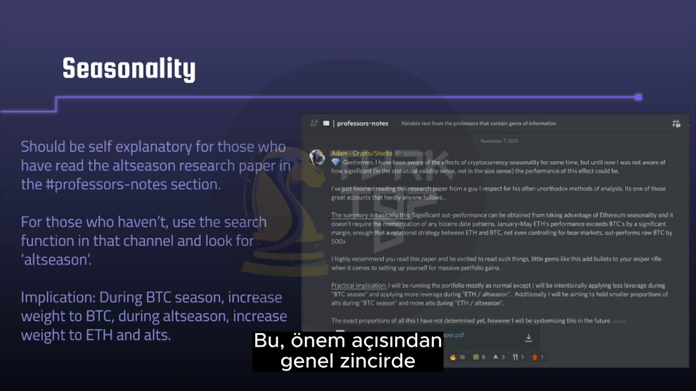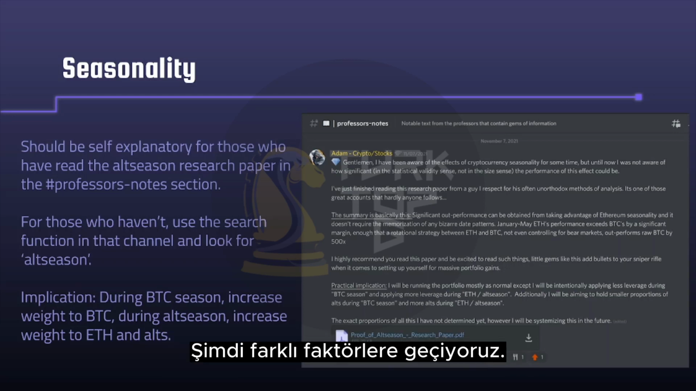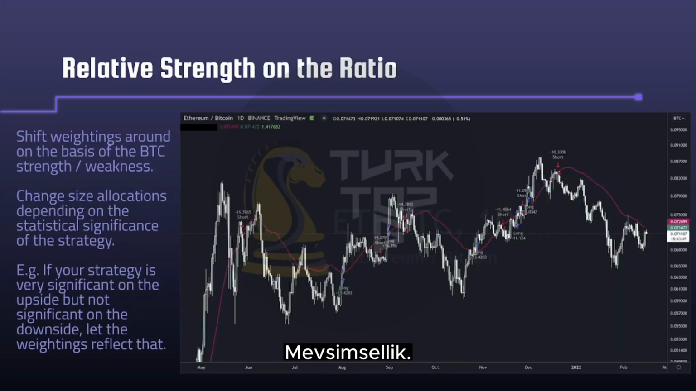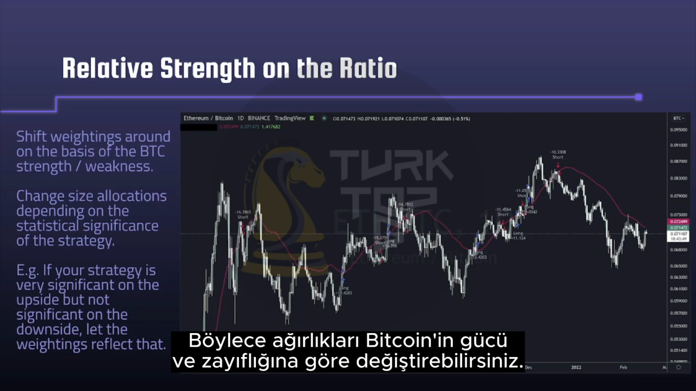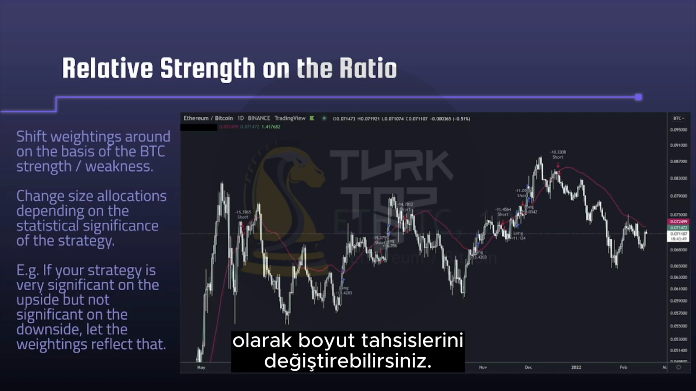We're kind of going down the overall chain in terms of importance. The trends and the weightings were first, then rebalancing. Now we're going into different factors: seasonality, relative strength on the ratio. So you can shift the weightings around on the basis of Bitcoin strength and weakness. You can change size allocations depending on the statistical significance of the strategy.